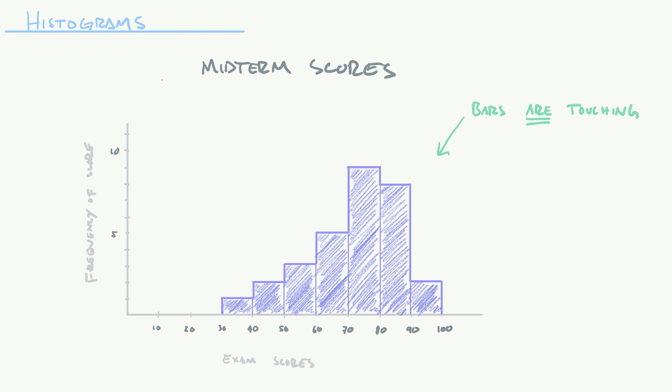Let me talk about this example first. Let's pretend we're a teacher. We had a class of 30 take a midterm. This is how their scores were distributed.